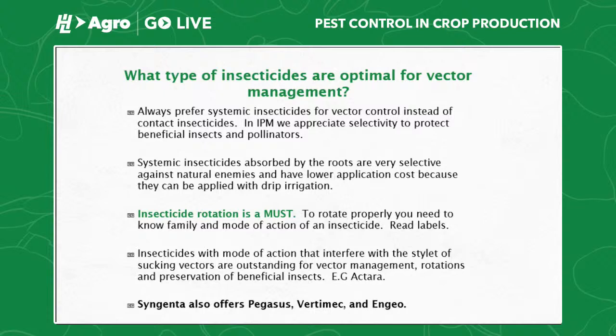Okay. I was just listing that we have Pegasus, Vertimec, Ingeo, and then recommended insecticides for proper vector control. Insecticides recommended to control insect vectors include Diptera, Ingeo, Vertimec, and Pegasus. The two last ones are also translaminar, and they can control thrips and spider mites. Anything that's translaminar is going to be useful against thrips and spider mites. Then we have some of the labels.